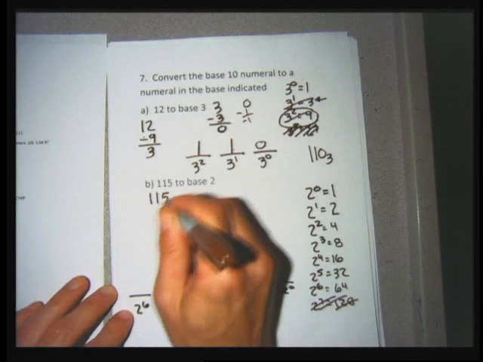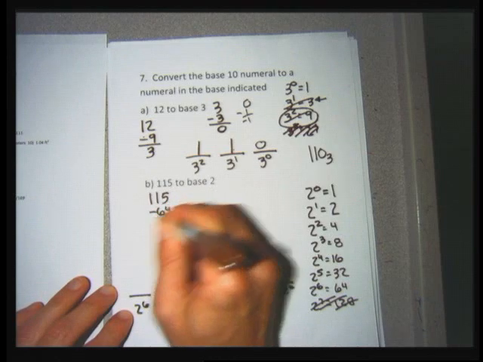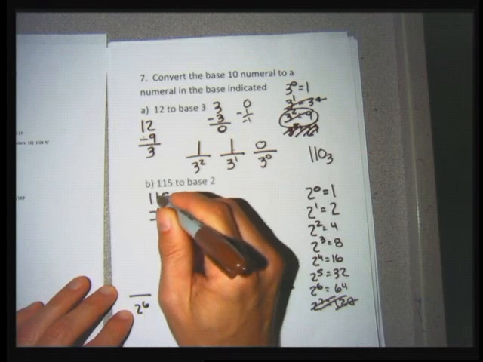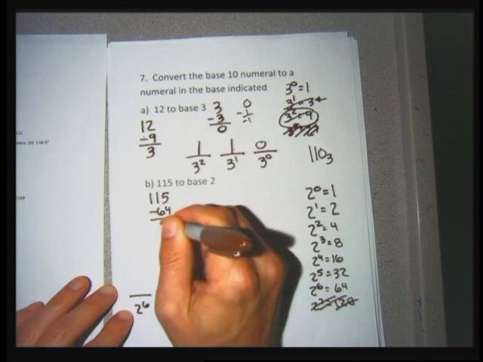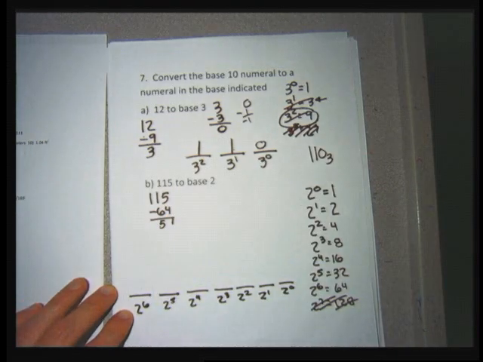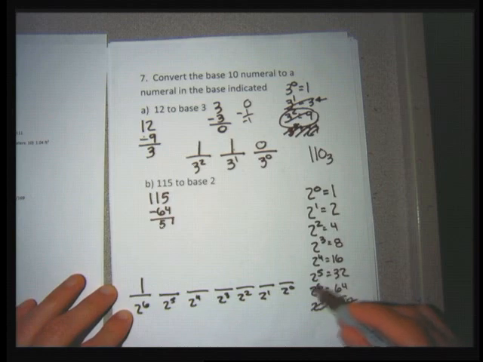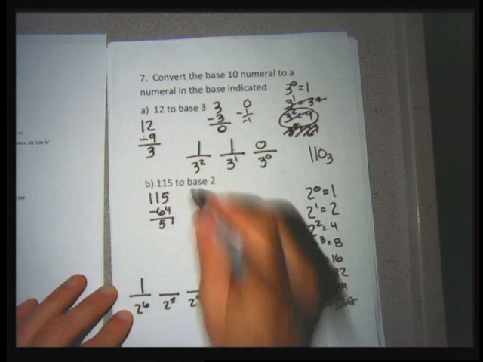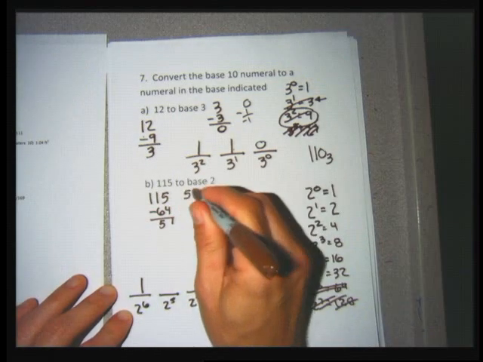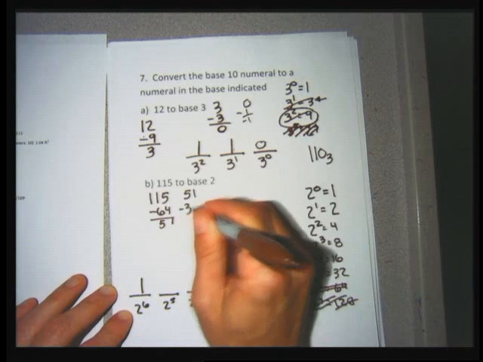The first number I'm going to subtract is 64. 115 minus 64 is 51. If I try to subtract 64 again, I'd get a negative, so I can't subtract 64 again. I only can subtract 64 once, so above the 2 to the 6th, I write the one time that I could subtract. Now I'm going to go to the next number in my list, which is 32, and subtract it.